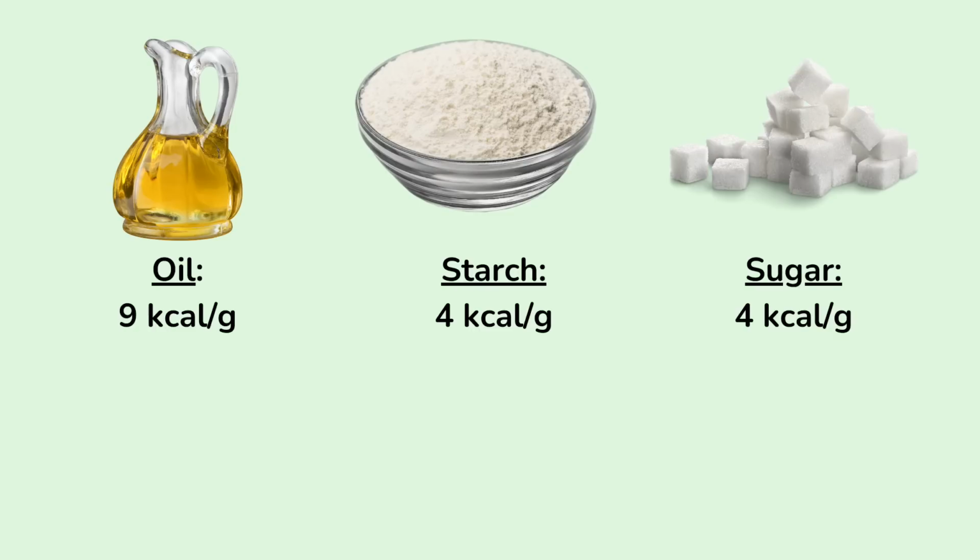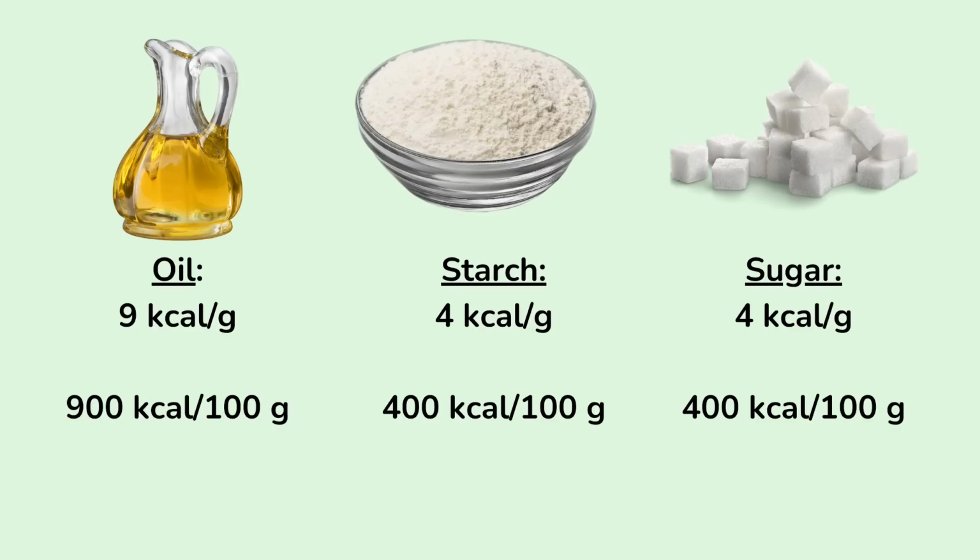I like to express energy density as kilocalories per 100 grams of a food, just because it's a bit more intuitive to think about 100 grams of a food than 1 gram portions. Foods can have an energy density between 0 kilocalories per 100 grams for water and 900 kilocalories per 100 grams for a pure oil or a fat. Mostly foods will have high energy density if they are low in water and high in carbs, protein, and particularly fat. And that brings us back to nuts and seeds.